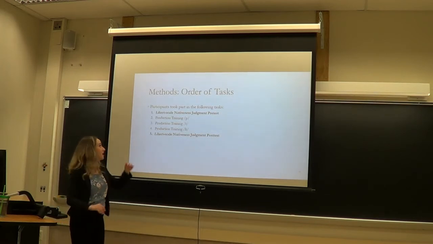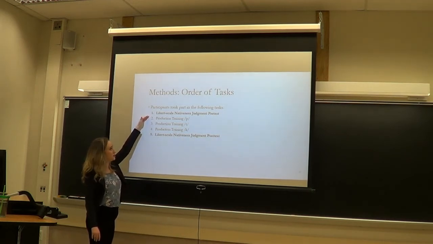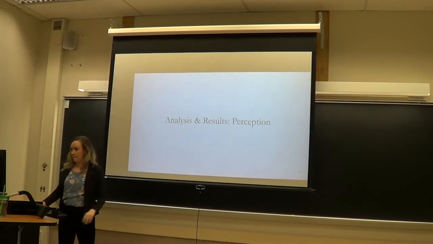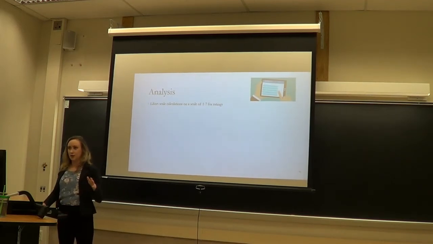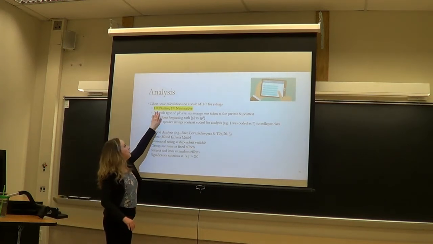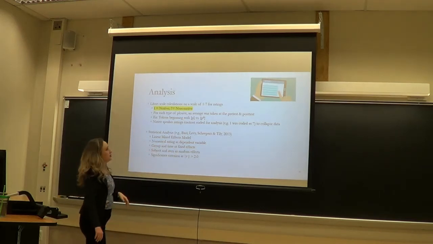Okay, so again, just to give an idea of the order of tasks, we did the Likert scale nativeness judgment task pre-test, production training pa, then ta, then ka, then we did the post-test. So let's look at the analysis. For the analysis, again, these were all done on a scale of 1 to 7, and what's really important to highlight here is 1 equals native and 7 equals non-native.